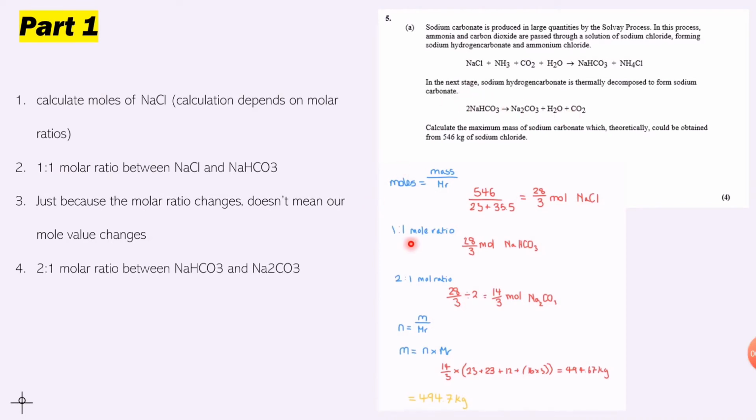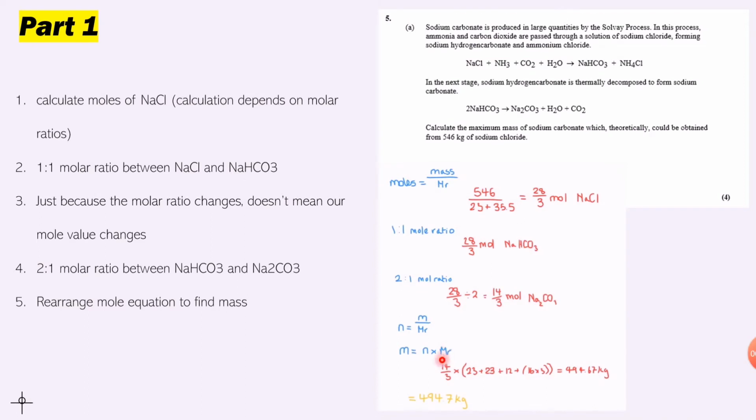So this means that we have a 2-to-1 molar ratio between our sodium hydrogencarbonate and our sodium carbonate. So this means that we can divide our 28/3 by 2 to get our moles of sodium carbonate, which is 14/3. And then we want to rearrange the equation that we've used at the beginning to find mass. So we have moles equals mass over Mr, and we can rearrange it to mass equals moles times Mr.